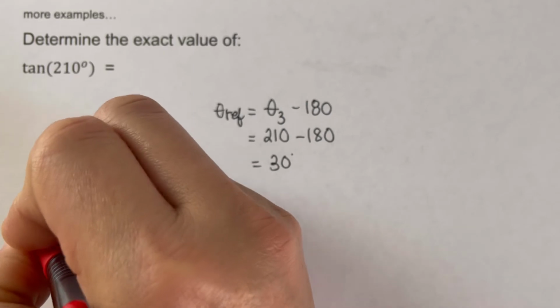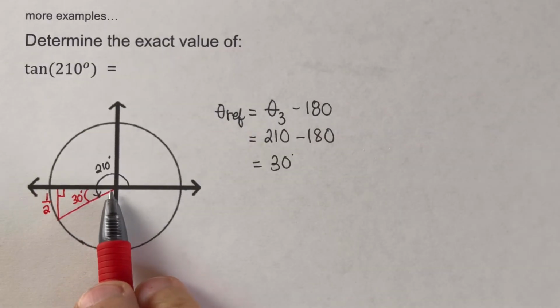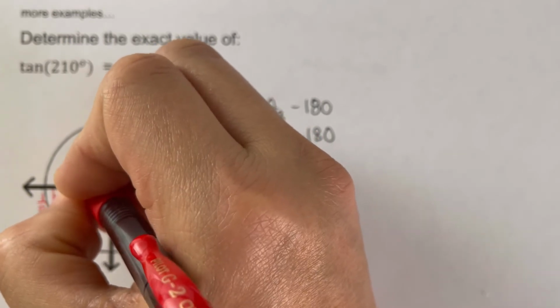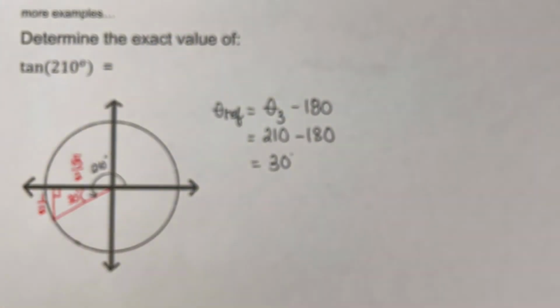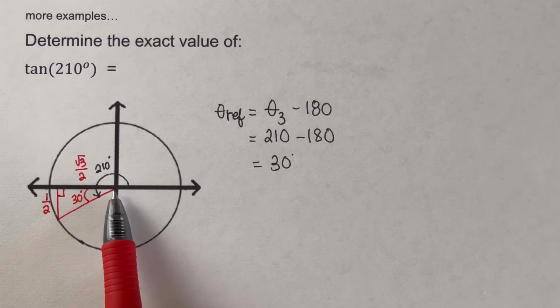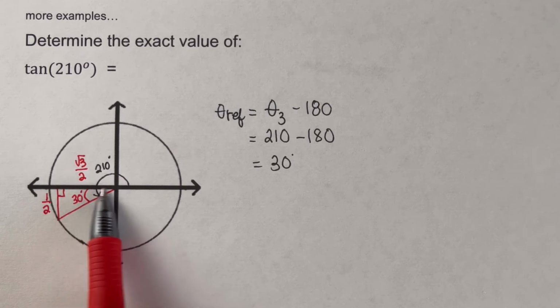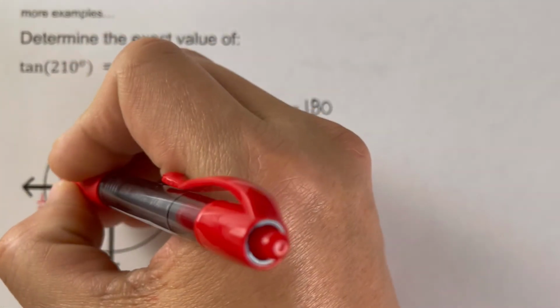Now we remember that across the 30 degrees is actually 1/2. So the measure for this is 1/2. And then adjacent to 30 degrees is square root of 3 over 2. Since this is on the third quadrant, our x right here is on the negative side. So the horizontal line right here, which is adjacent to 30, would be negative.